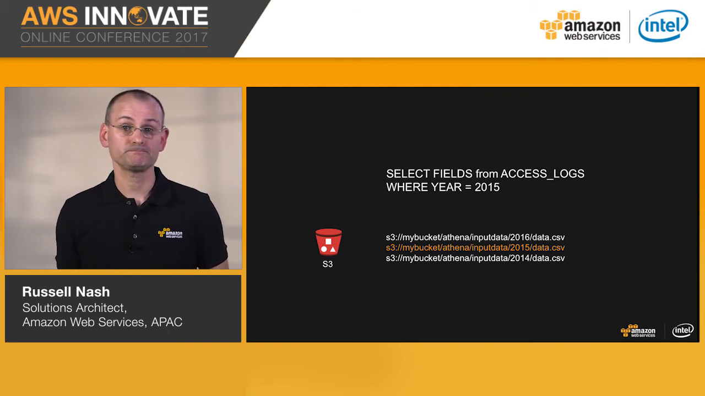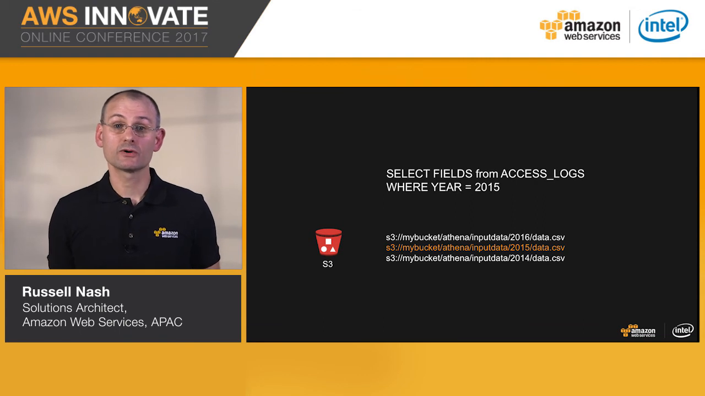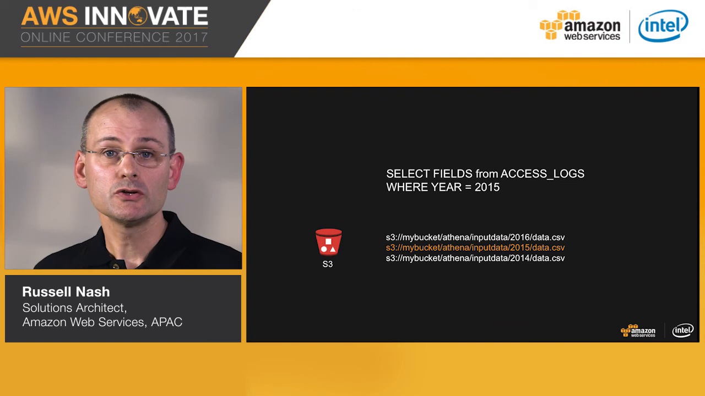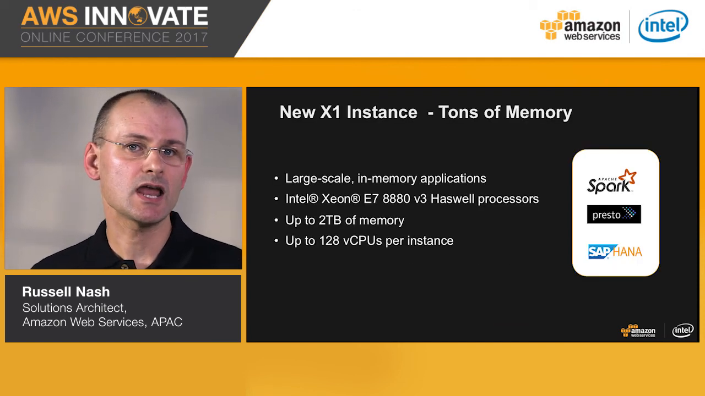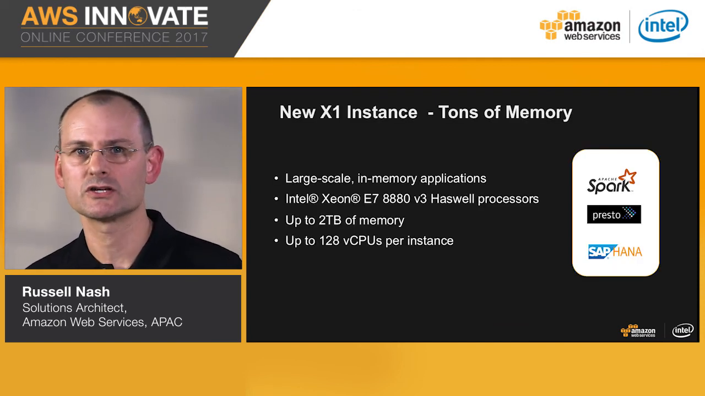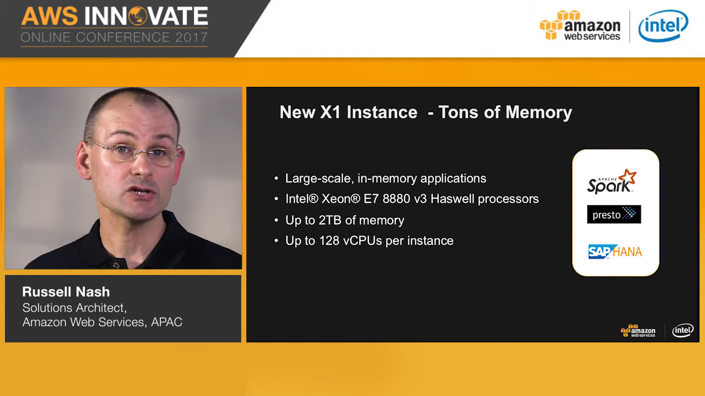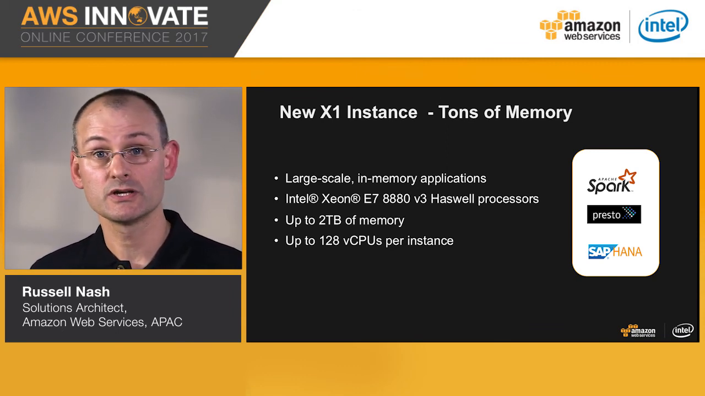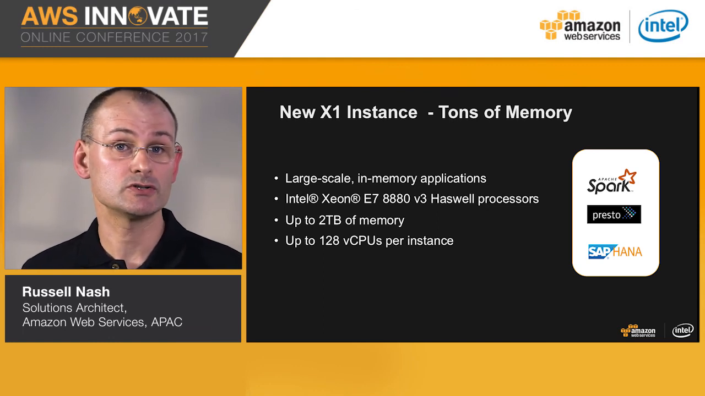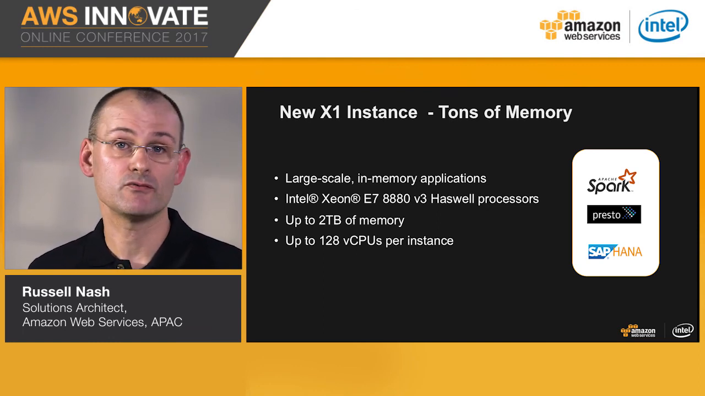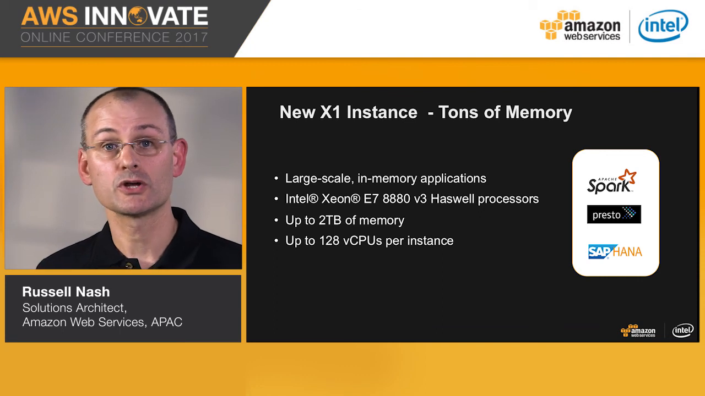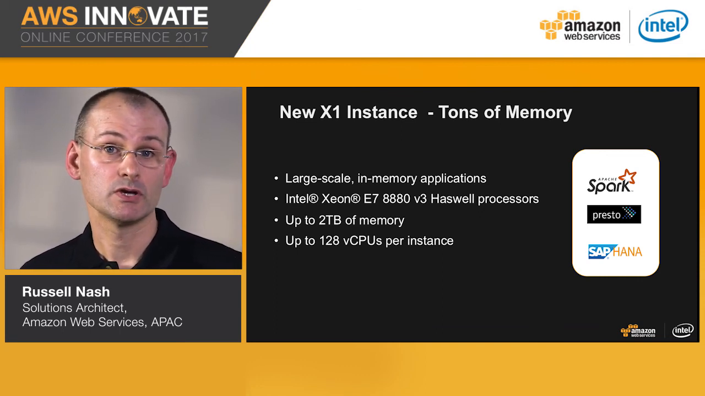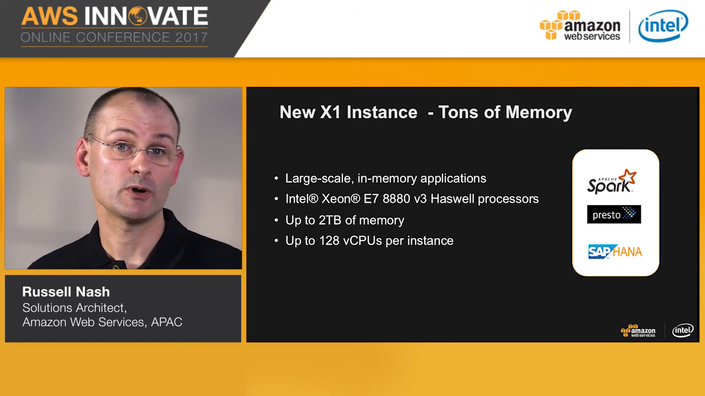Now before I go, I just wanted to give you a quick word on our high memory instances. Lots of the tools that we've discussed love memory. So Spark, Presto, etc. love lots of memory. We have the X1 instance, which contains Intel Xeon Haswell processors, up to 2 terabytes of RAM per instance, and up to 128 vCPUs. We're also working on newer instances that have even more memory than this. So fabulous if you need a lot of memory.